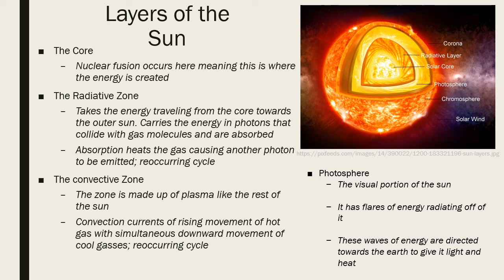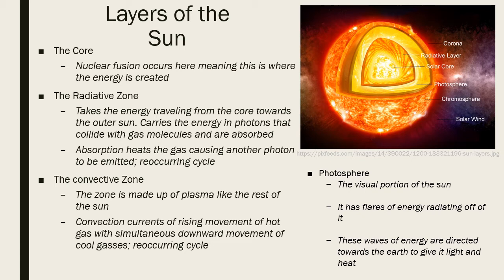This layer is made up of plasma just like the rest of the sun, but uses the plasma to create convection currents. These are currents of rising movement of hot gas with simultaneous downward movement of cool gases. This is also a recurring cycle happening until the energy reaches the photosphere.